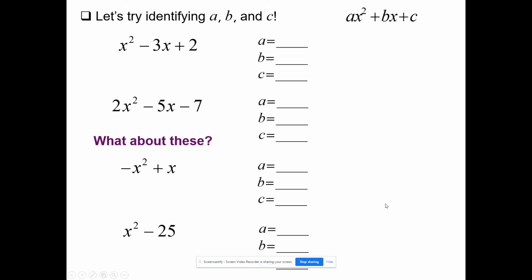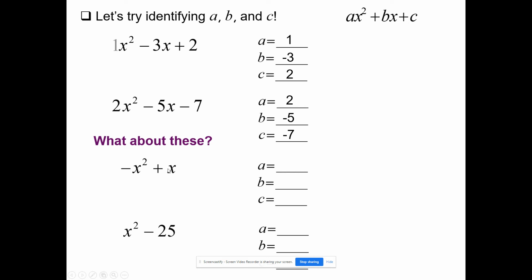All right, so let's practice identifying a, b, and c values. So looking at this quadratic, my a is in front of x squared, my b is in front of x, and my c is always the constant. So this should be 1, -3, and 2. You look at this one here, same thing. A is 2, b is -5, and c is -7.